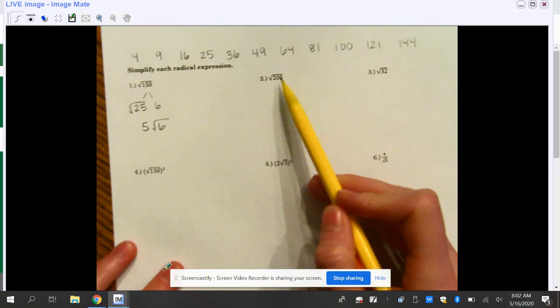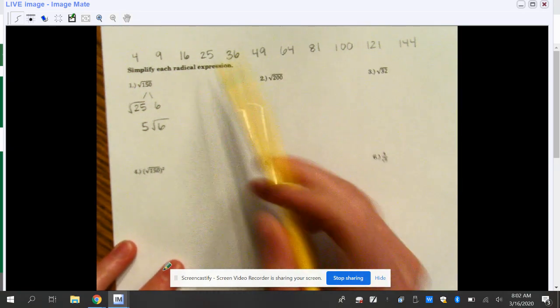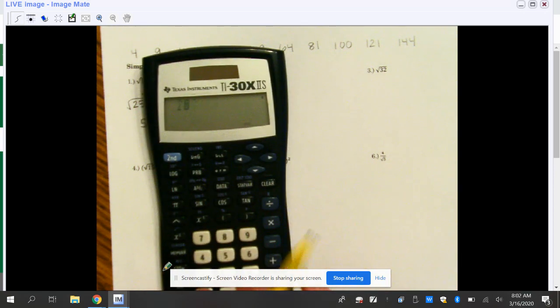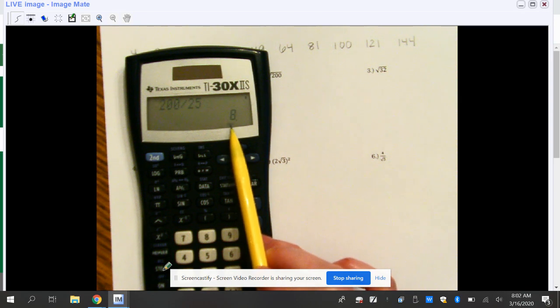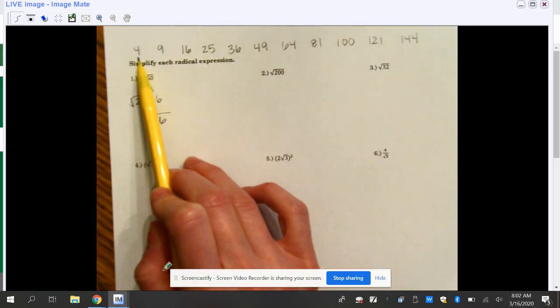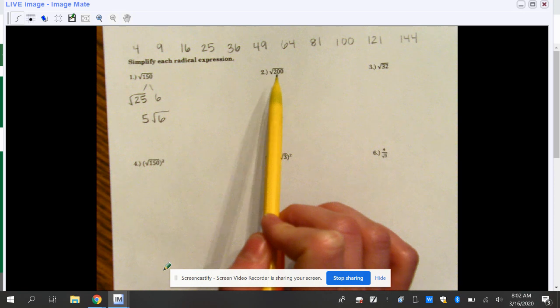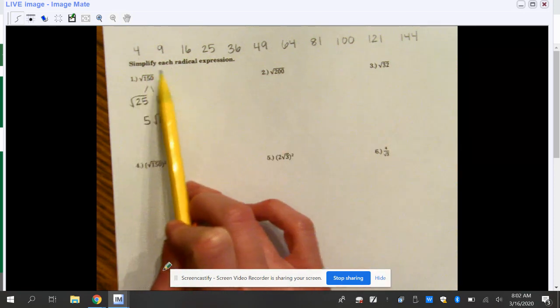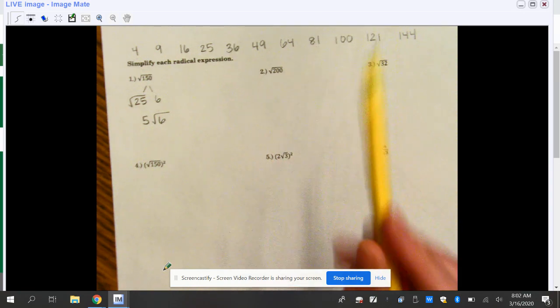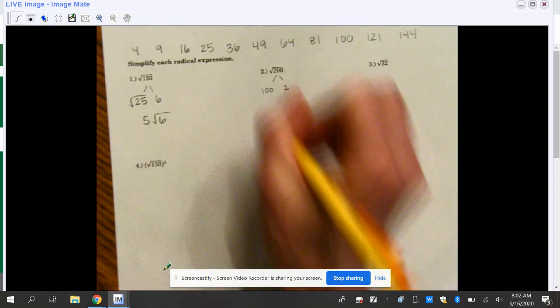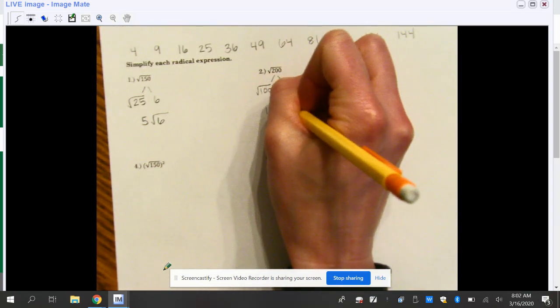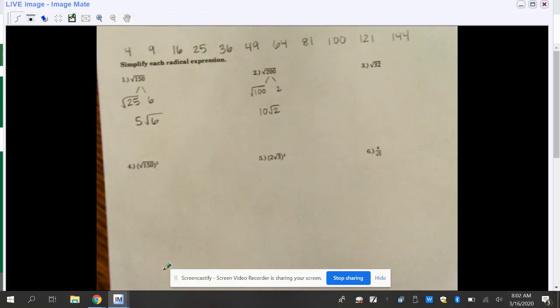Okay, so now I go to the 200. Again, I see the 25, but if we do 200 divided by 25, we get 8. When I ask myself that same question, is there a perfect square that goes into 8? It would be 4. So while 25 does go into 200, it's not the biggest perfect square. So I keep looking past 25 and I see that 100 right there. I can break that down into 100 times 2, and the square root of 100 is 10. Then I've got that 2 left under the radical. So you're always looking for the biggest perfect square.